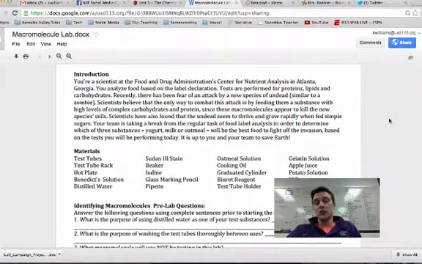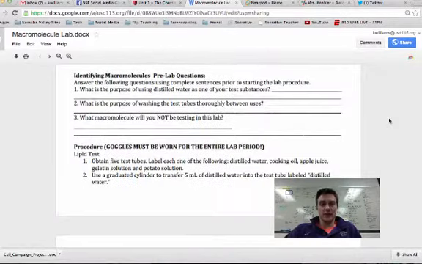Some of the solutions that you should recognize: distilled water, iodine, cooking oil, oatmeal solution, gelatin solution, apple, potato, milk, and yogurt. Okay? The actual identifying solutions, so the things that you will place into these known solutions to see if they possess the macromolecules, will be stuff like Benedict's solution, iodine, biuret reagent, and what's the last one there? Sudan III stain.